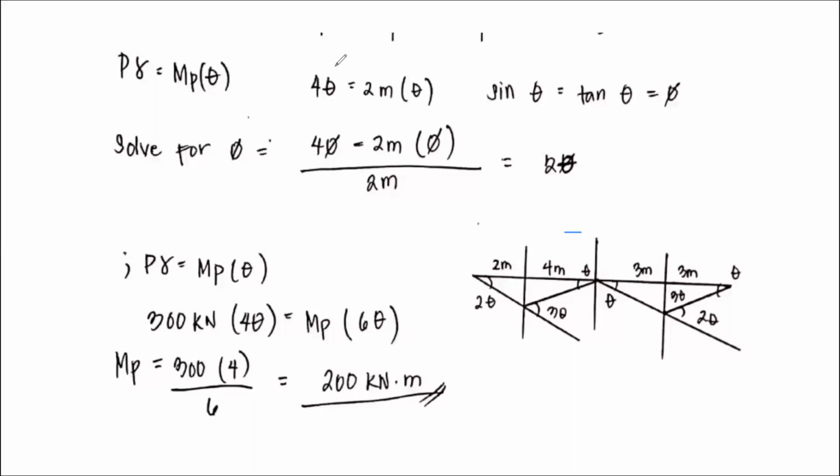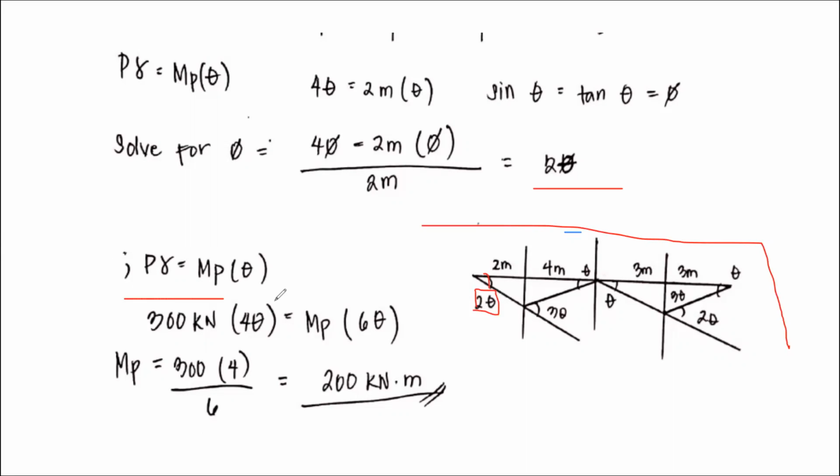So, ang hinahanap natin dito is yung plastic moment capacity. So, since may nakuha na tayong value ng phi, which is 2 theta, nilipat ko lang yung figure kanina na itong part na to, from dun sa mga given na natin. So, meron na tayong value nito. Yung part na yan, 2 theta.